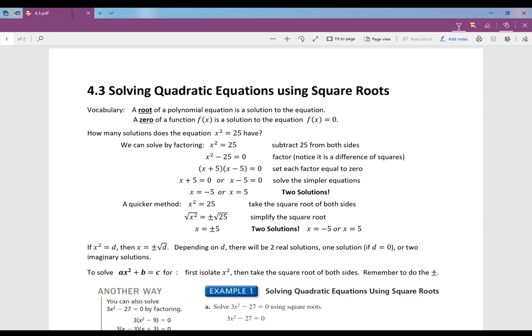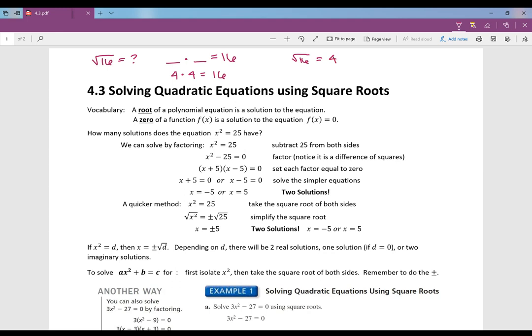All right, so in 4.3, we're going to talk about solving quadratic equations using square roots. So before we get into this, what is the square root of 16? Well, we know that a square root's looking for what times itself will be equal to 16. And we know that 4 times itself is 16.